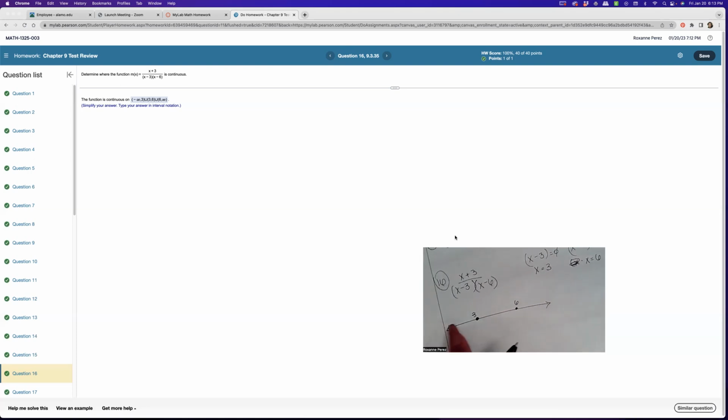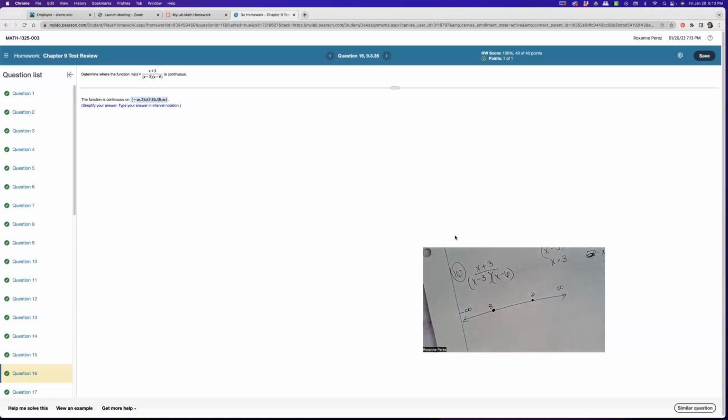So let's finish our number line. In this direction, we're going to negative infinity. This direction, we're going to positive infinity. These are my points in space that create vertical asymptotes. So I can approach those values, but I cannot include those values because that will create a discontinuity, okay?